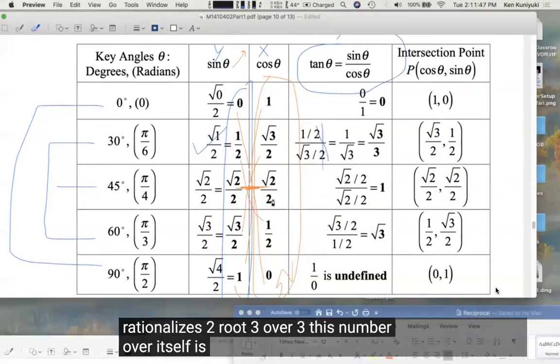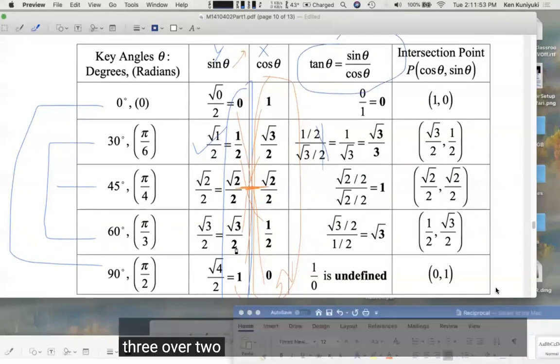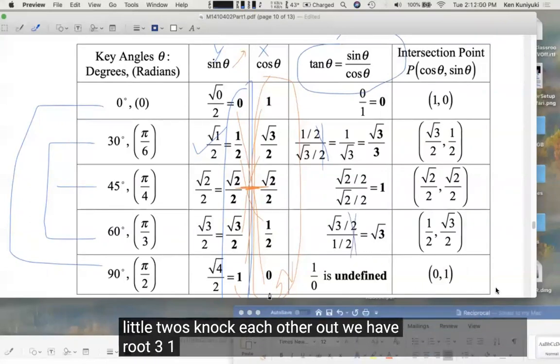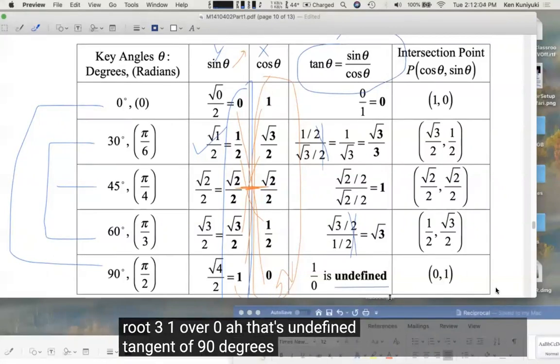This number over itself is 1. Tangent of 45 degrees is 1. √3/2, all over 1/2. Again, the little 2's knock each other out. We have √3. 1 over 0, that's undefined. Tangent of 90 degrees is undefined.